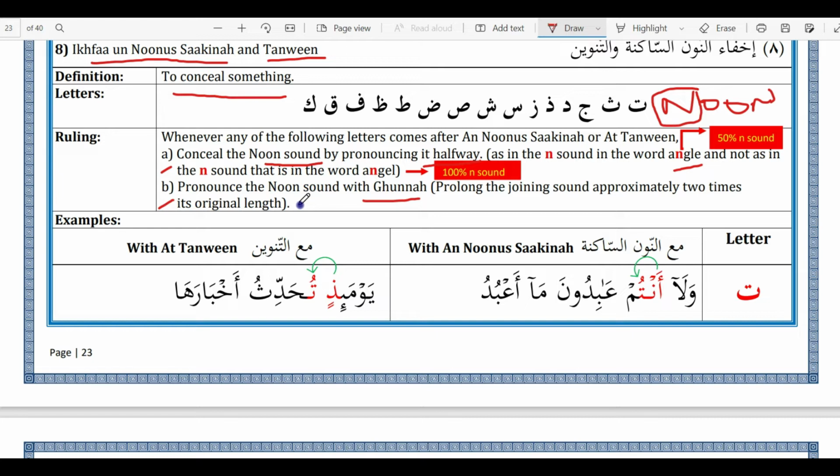Alright? So let's look at the example and see how we're going to pronounce the noon sound halfway, and then we have to stretch it. We have to stretch the joining sound 2 times its original length, or we have to pronounce the noon sound with gunna. So our first letter here is ta.